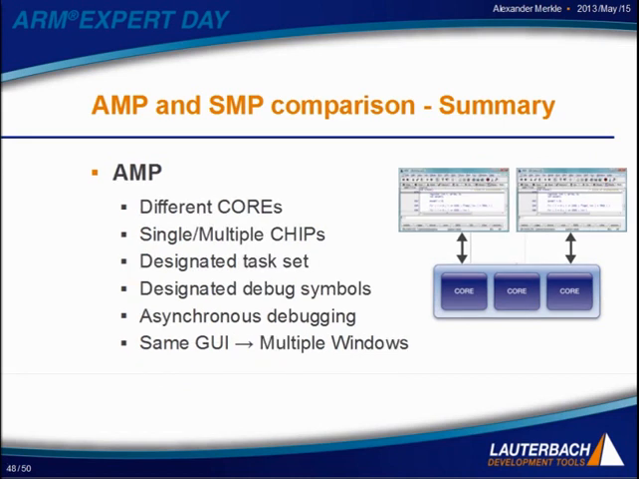In the AMP case, we might have different cores. They might be in multiple chips, they might have multiple operating systems, multiple task sets. We have designated debug symbols. Our ARM application processor code is not compatible with DSP code, so we have multiple symbol files. AMP is asynchronous by design. You have the same common user interface, but you have got multiple windows. For each core or each set of cores, you have got a single window.